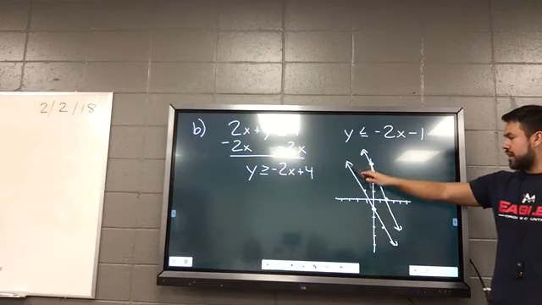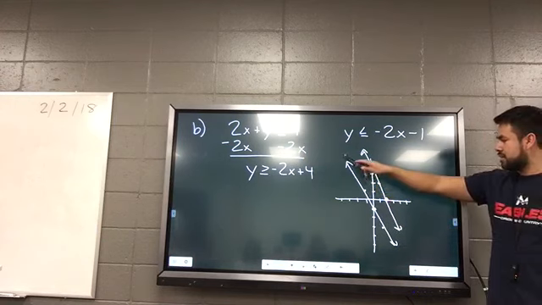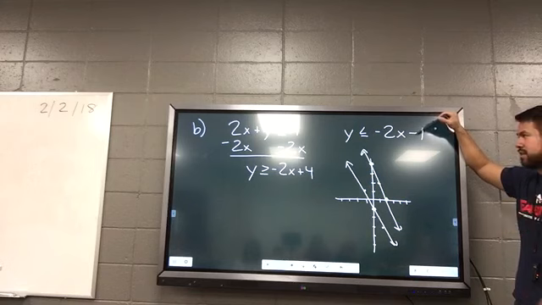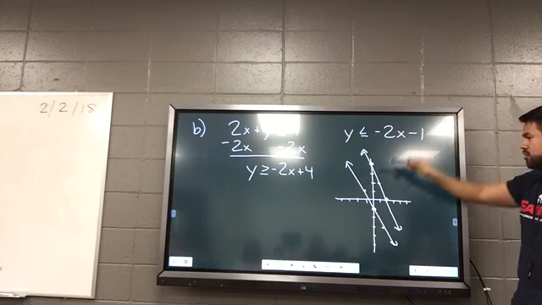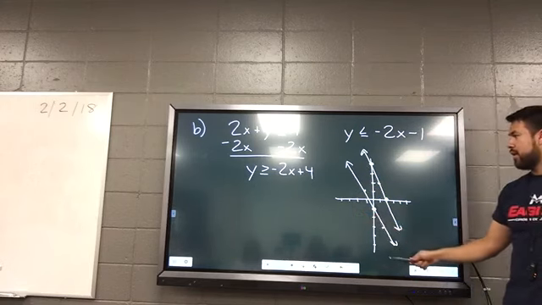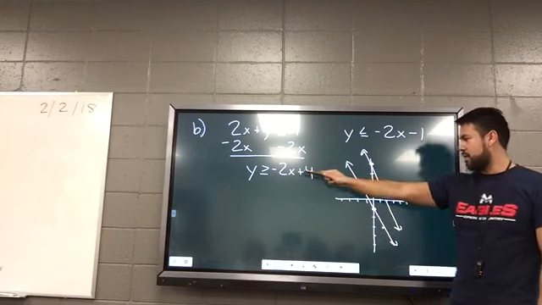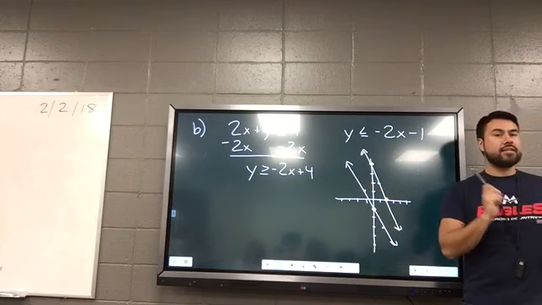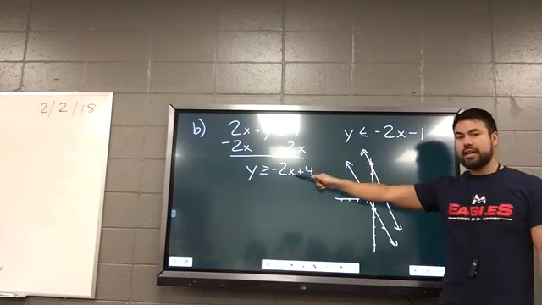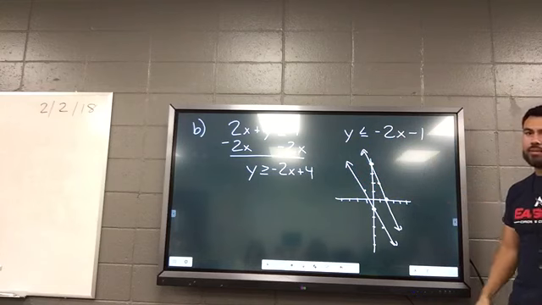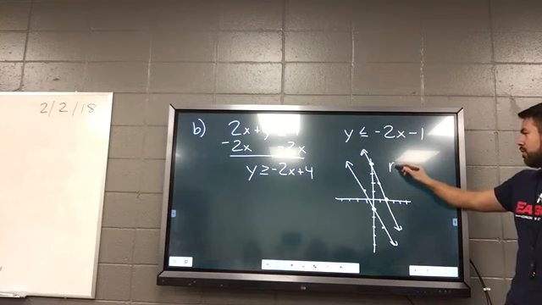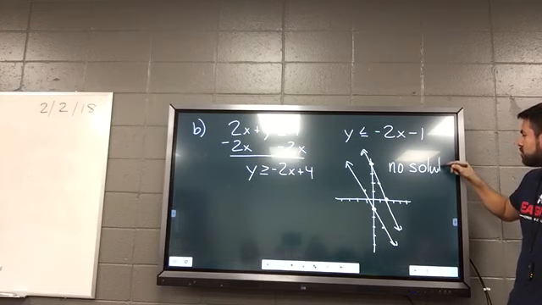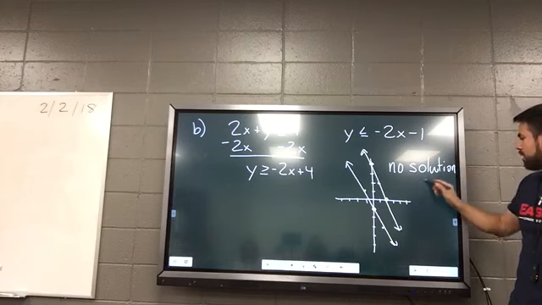What region should be shaded comparing this bottom line? You got to shade above or below it, technically? Below it. Okay, what about this other inequality? You should shade above it. Are there any solutions that would fit this inequality and that at the same time? And the answer is no. So what's your answer? No solution. There are no numbers that would fit both of them.